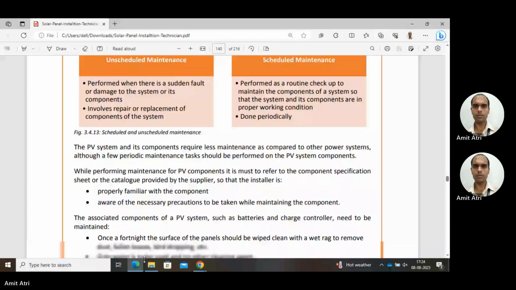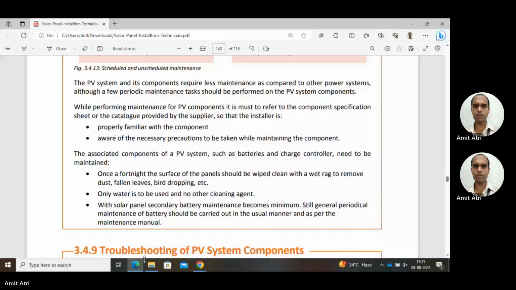Okay, then while performing maintenance for PV components, it is a must to refer to the component specification sheet or the catalog provided by the supplier. Okay, so the catalog has all of the detailed specifications of the products. So our PV installer should be properly familiar with the component. What are the specifications of the component in our PV system? So in order to make it up to date in his knowledge, he should go through the company catalog.